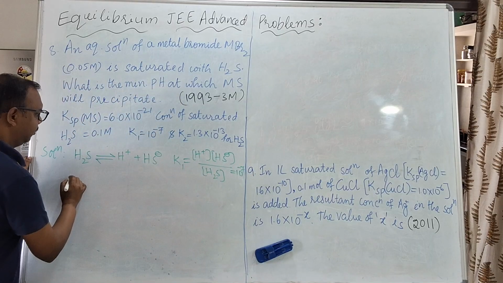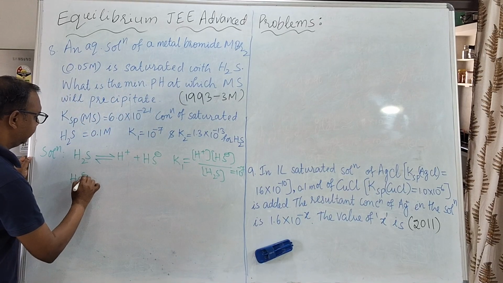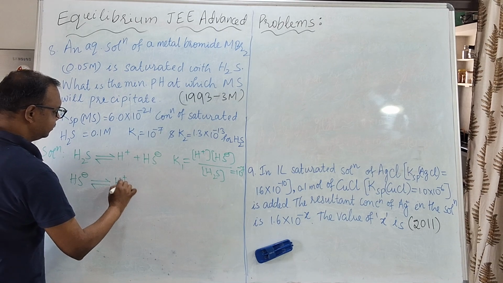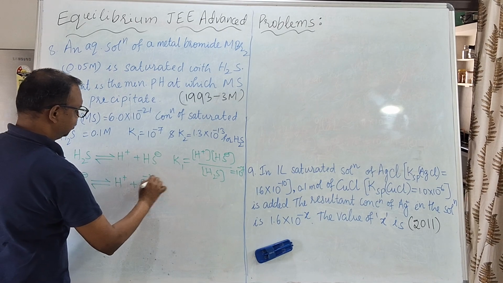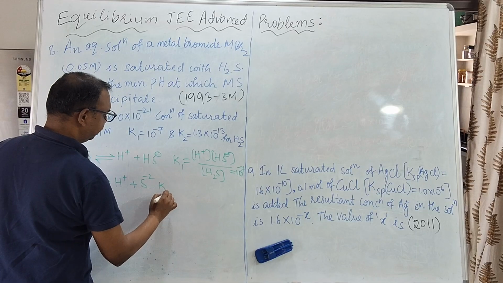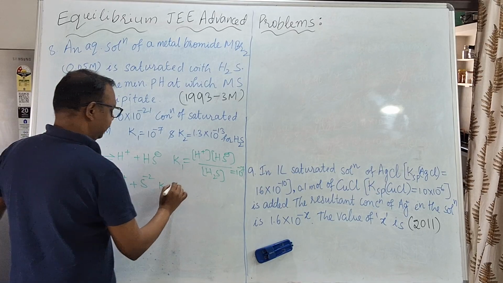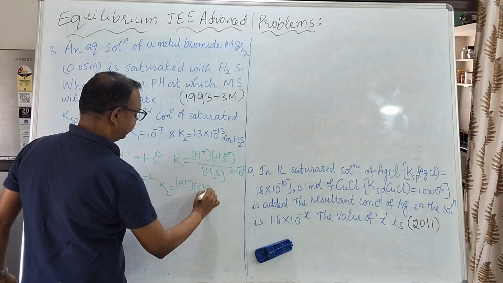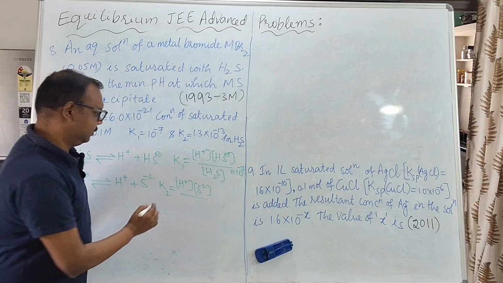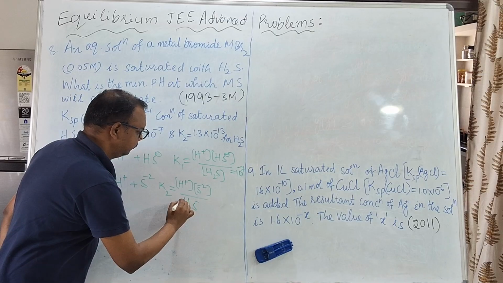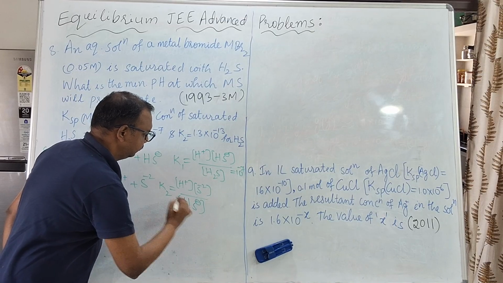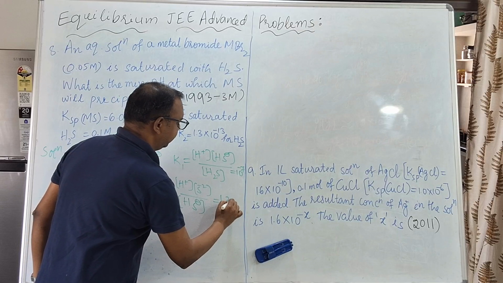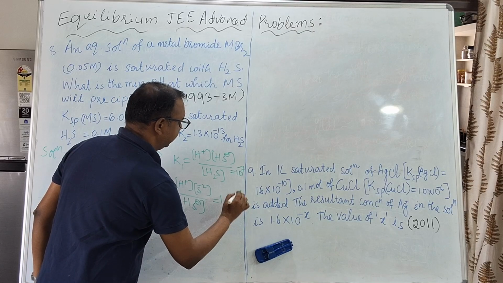And you know HS minus further dissociates into H plus plus S minus 2. For this, K2 equals H plus concentration into S minus 2 by HS minus. That is given as 1.3 into 10 power minus 13.